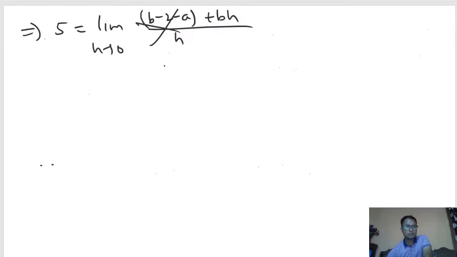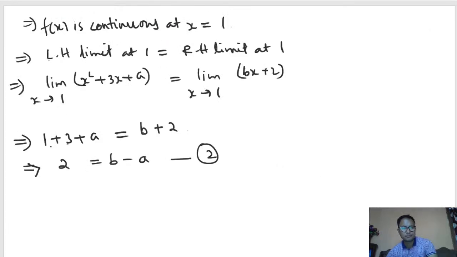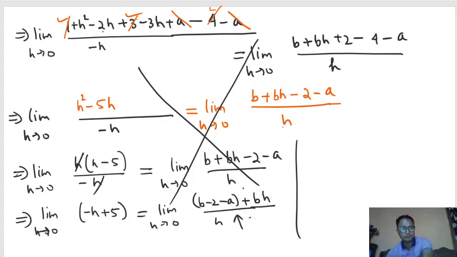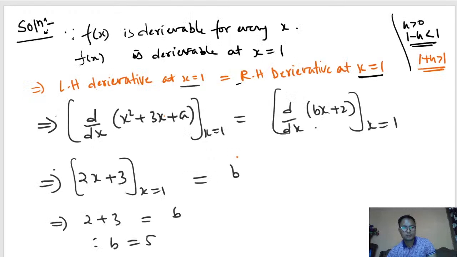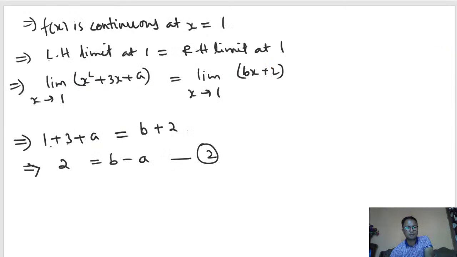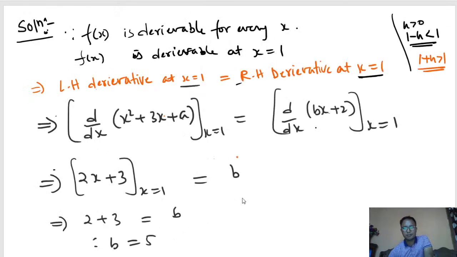Okay, so let me delete this. Now b is equal to 5. The value of b is 5.